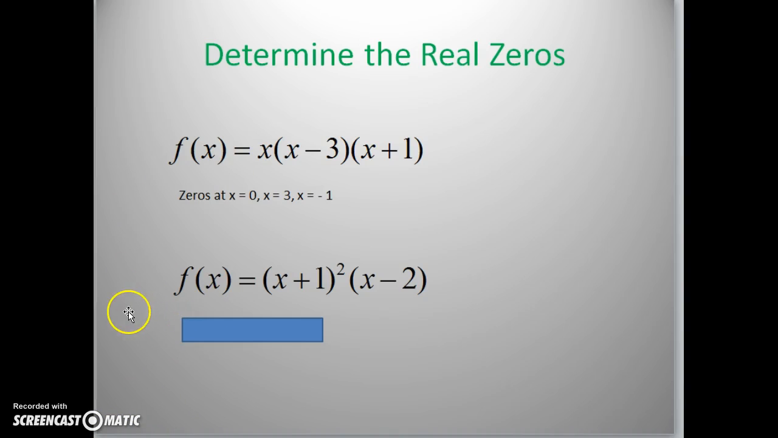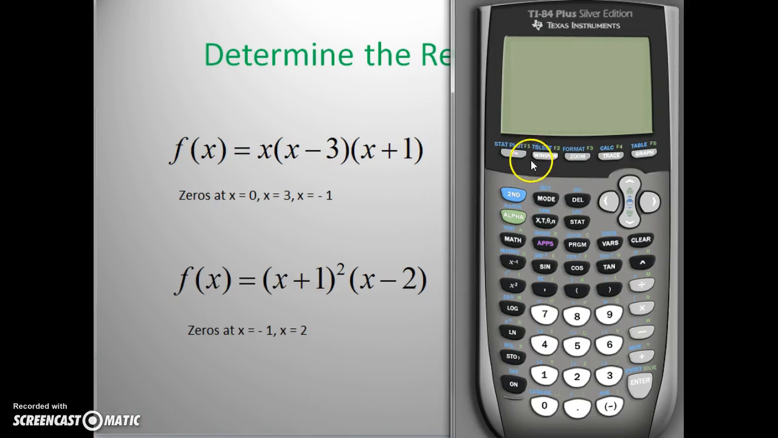For the second example, we're looking at f of x equals x plus 1 squared times x minus 2. Again, this has already been factored, so we can find the zeros by taking the opposite sign inside the factors. So we have a 0 at negative 1 and at positive 2. Now let's also graph these two functions just to see what's happening.